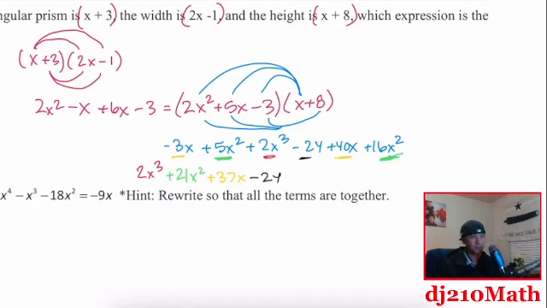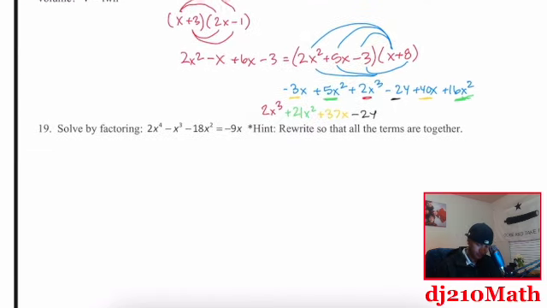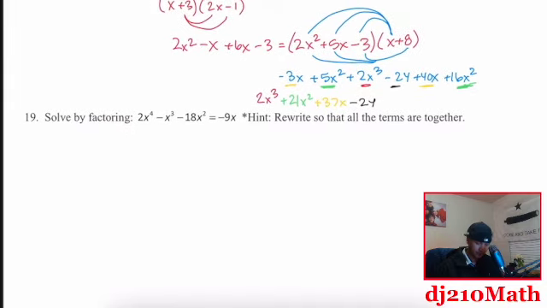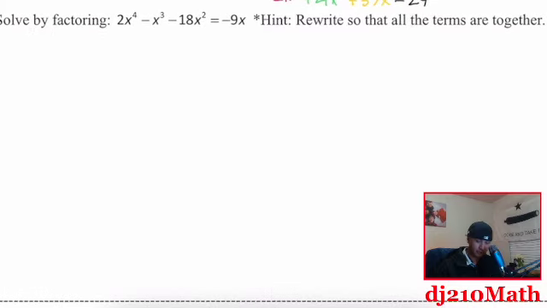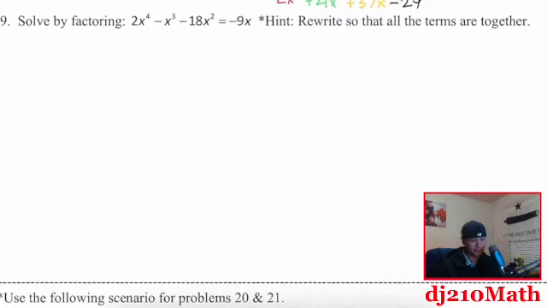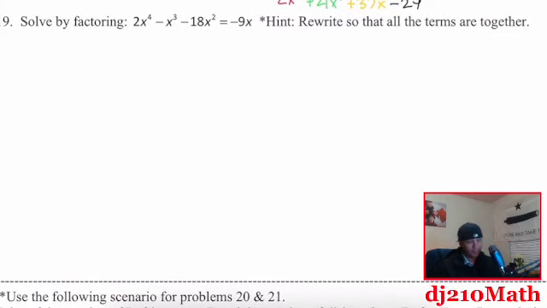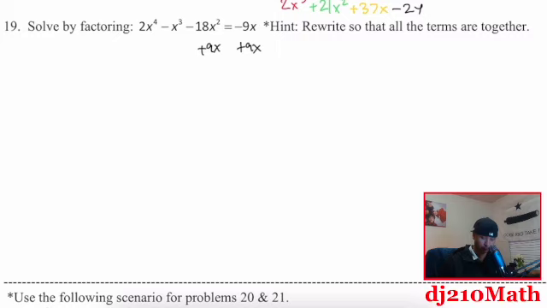So here's the formula for volume: length times width times height. All right, 19. Solve by factoring. Hint, rewrite so that all terms are together. Okay, so basically, we're going to solve by factoring, but we got to move everything to one side. So plus 9x, plus 9x. Everything's on one side.